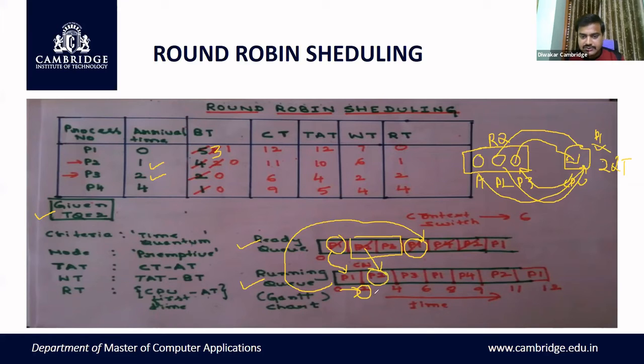Now it will execute for 2 units, and again it will be sent back to the memory. At the 4th hour, the CPU will check whether any process has arrived. Yes, this process P4 arrives here. Now this particular process, you're going to bring into the ready queue.